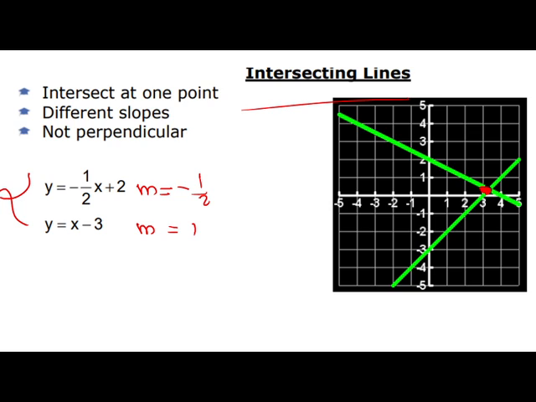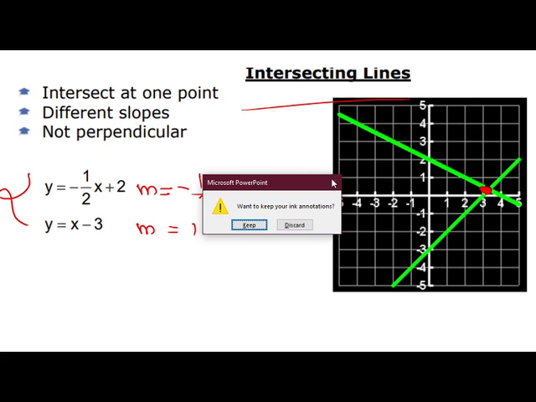So, that is the way on how to determine if the two equations in the coordinate system are intersecting, parallel, coinciding, and perpendicular lines. So, that will be all, and thank you.